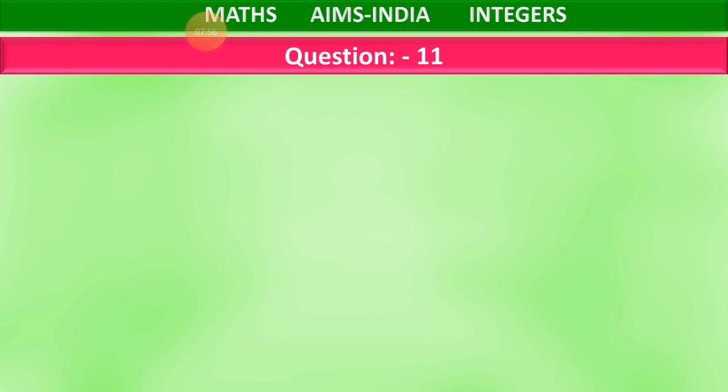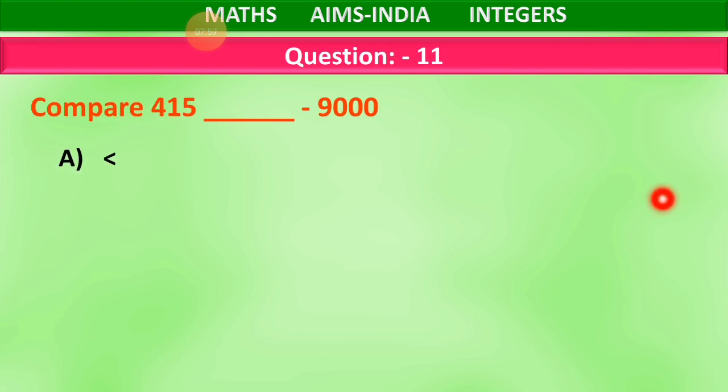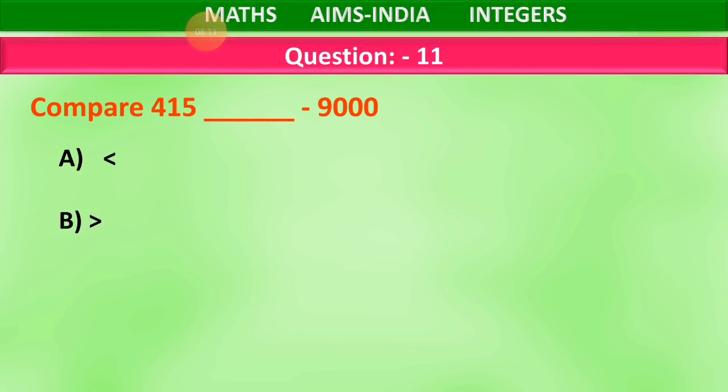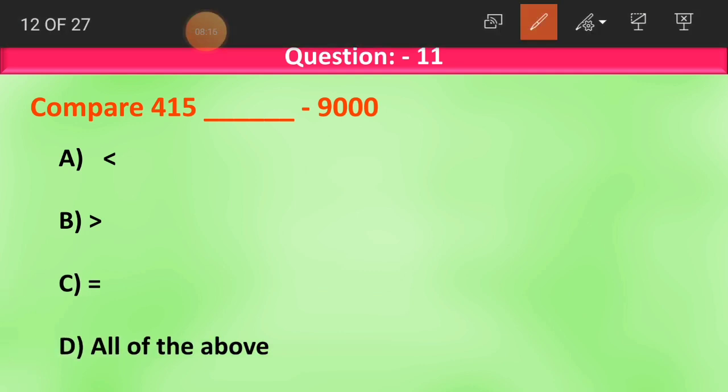The next question, number 11. Compare 415 and minus 9000. You have to put the correct sign here: greater than, less than or equal to. Option A less than, option B greater than, option C equal to, option D all of the above. Remember this, right? Less than starts with L, so the symbol less than also looks like L.